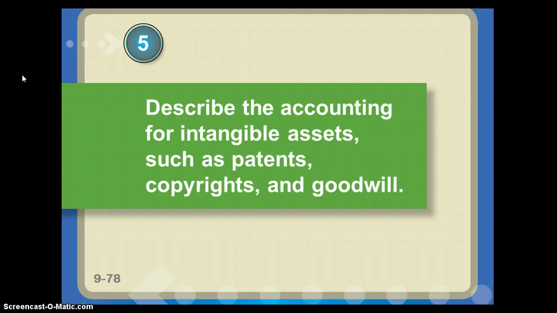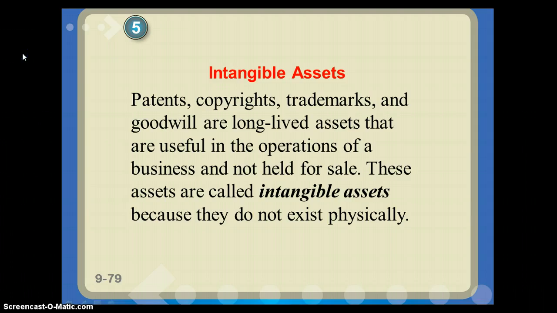Our fifth goal is to describe the accounting for intangible assets such as patents, copyrights, and goodwill. Intangible assets include things like patents, copyrights, trademarks, and goodwill. They're long-lived, so they're around for a long time, and they're useful to the business, but are not sold. They're called intangible assets because we can't physically hold them. We can't physically hold a patent or a trademark or a copyright.